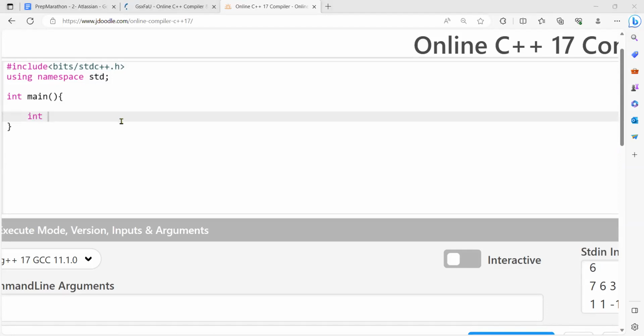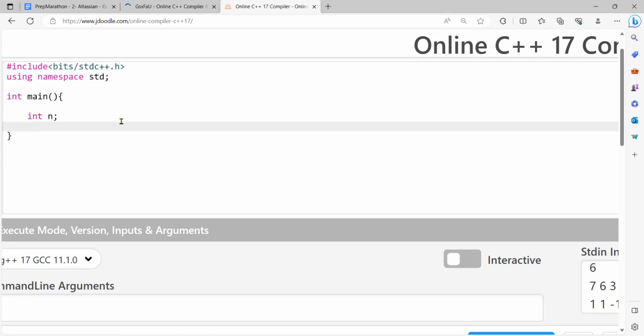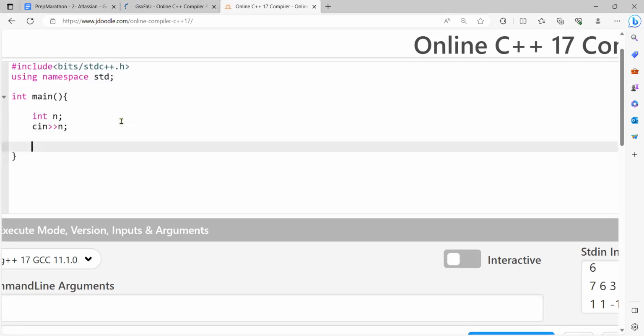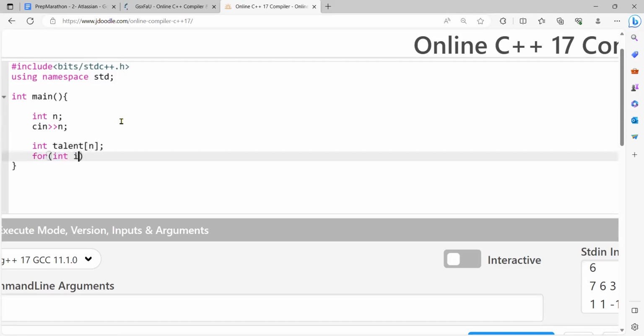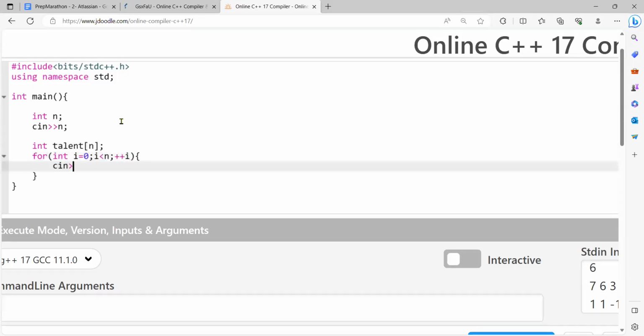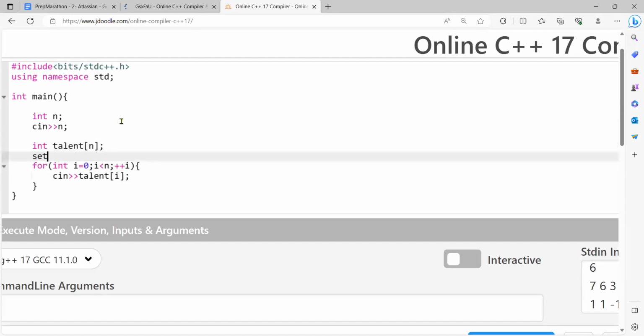Okay. So what I'm saying, first we need to take n. What is n? n is the number of students, or talents you can say. Now there needs to be an array of talents. You can use a set also for finding unique talents.